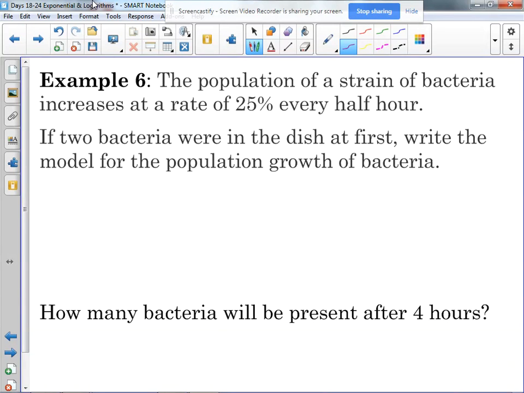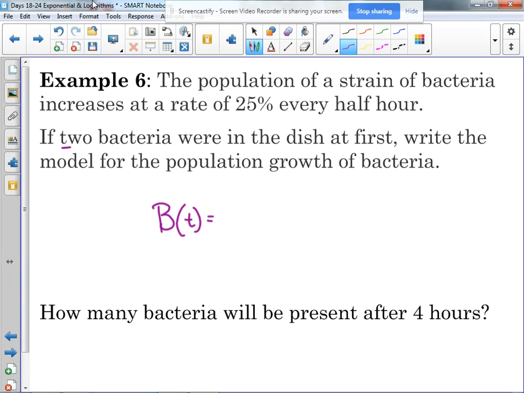Lots and lots of real-world applications when it comes to exponential functions. So here we have the population of a strain of bacteria increases at a rate of 25% every half hour. If 2 bacteria were in the dish at first, write the model for the population growth of bacteria. So if we come up with a model, let's call it B of t since we're talking about bacteria, and it's a function of time.